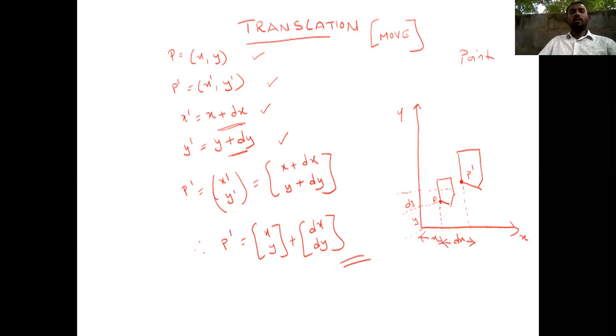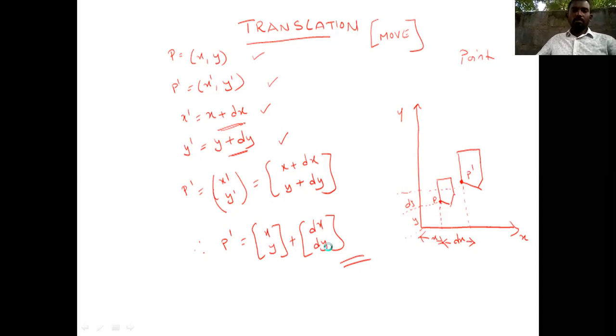How can we move the object? How can we find out how much the object will move in this direction? The total is nothing but p dash equals x comma y plus dx comma dy. So it is a translation.